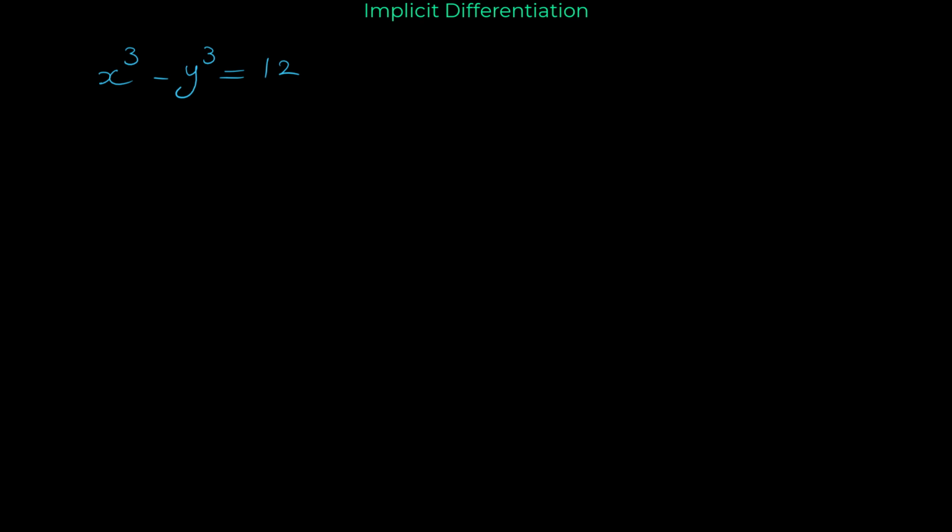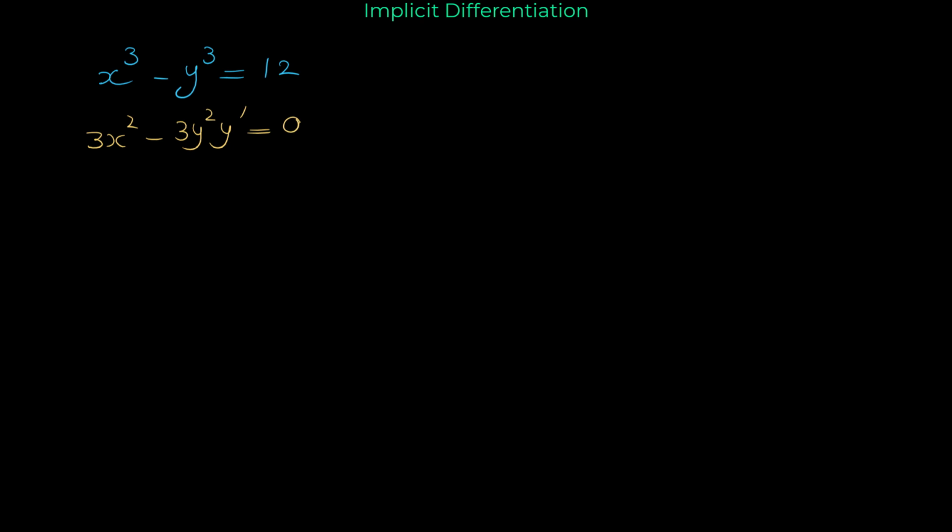Now look at this implicit relation. x to the 3 minus y to the 3 is 12. We want to find y double prime. First, we start by finding y prime. We take the derivative of both sides of this relation with respect to x. The derivative of x to the 3 is 3x to the 2, and the derivative of y to the 3 is 3y to the 2 y prime, and the derivative of 12 is 0.